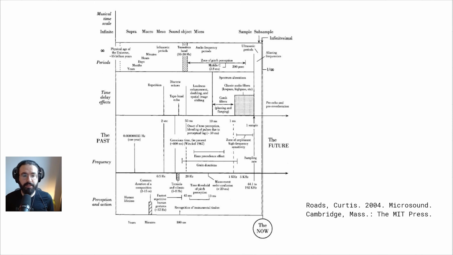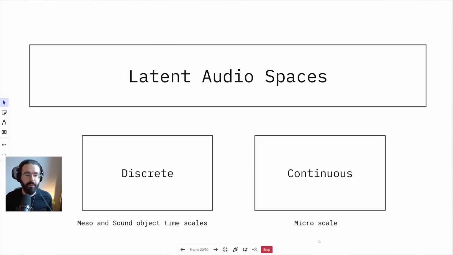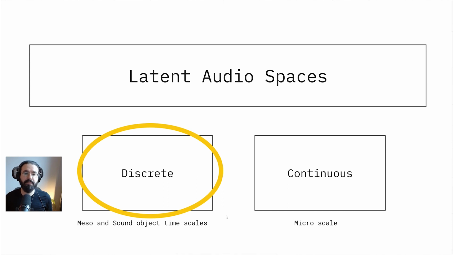In the continuous latent spaces, we are working in the micro scale. We are working with audio windows that are quite short, around 11 milliseconds to 40 milliseconds and such. Thus, by putting one audio window after another, we treat it as a continuous latent space. We will get to the details of that in a second. Again, discrete latent audio spaces work with meso and sound object timescales, whereas continuous latent audio spaces work in microscale. Let's start with discrete latent audio spaces.